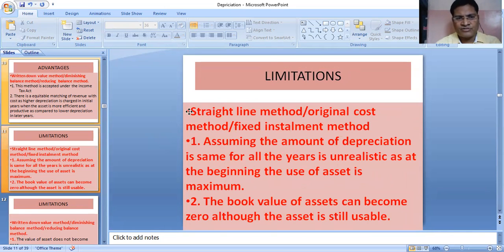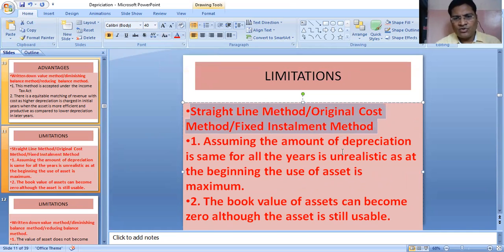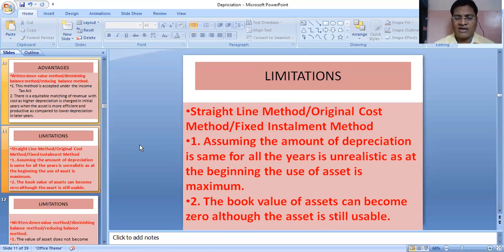Some limitations are there of the straight line method. The limitations of the straight line method are, we assume that the amount of depreciation is the same for all the years, which is unrealistic, as at the beginning the use of the asset is maximum. So we should charge higher depreciation in the beginning years, but we are not. We are charging the same depreciation for the entire life of the asset. And next, the book value of the asset can become zero, although the asset is still usable. That is also one of the disadvantages or limitations of the straight line method.